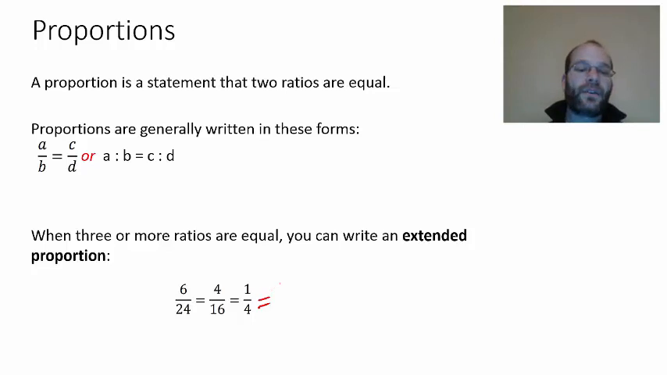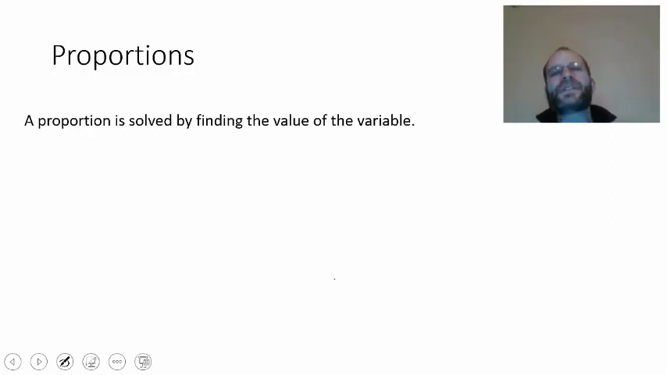For instance, we might write that that's equal to 3/12, or it's equal to 2/8, etc. So there's an infinite number of terms that we could compare, and we can begin to extend this proportion out. A proportion is generally solved by finding the value of some variable. That's what the tool is useful for.